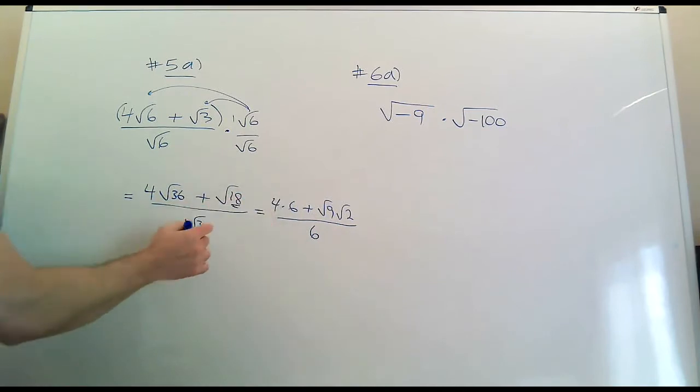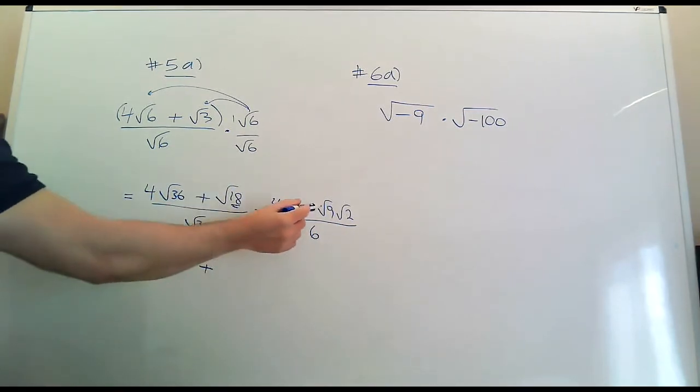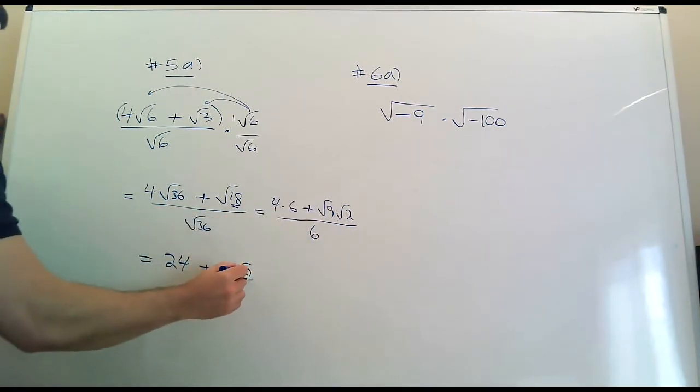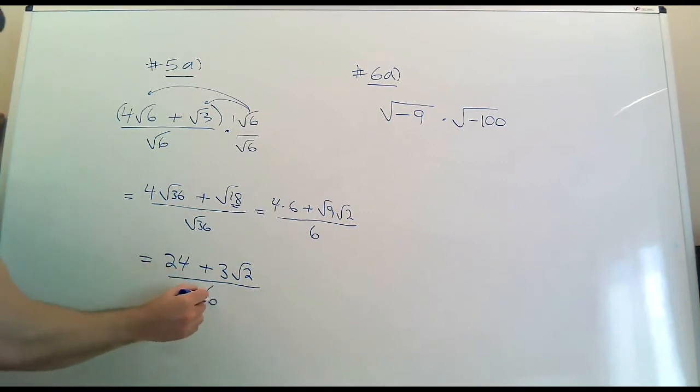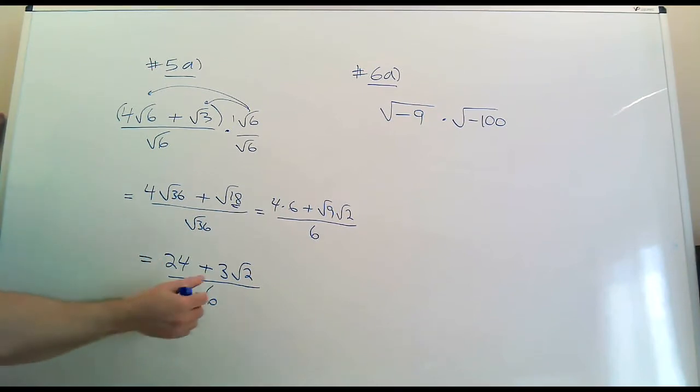So now do 4 times 6 on top. Get 24. Plus what? Radical 9 is 3. Comes out of jail. Radical 2 goes along for the ride. All over 6. Don't do nothing crazy and try to add those. It's 27. It's not. This isn't 24 radical 2, like I've said a million times already.